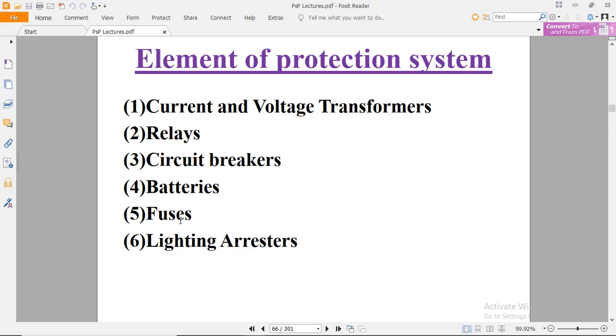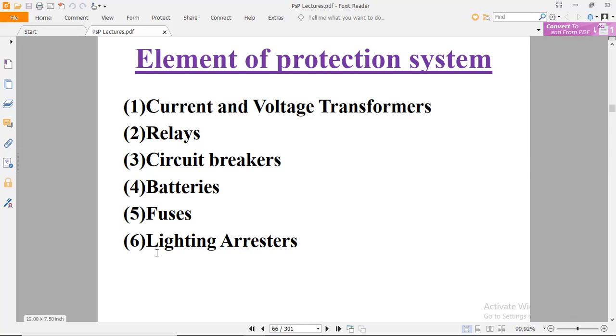Fuses also play a vital role in the protection of equipment. The HRC fuse is a mainly popular equipment in electrical power systems which protects the system from burnout and also prevents the system from over current and short circuit current.